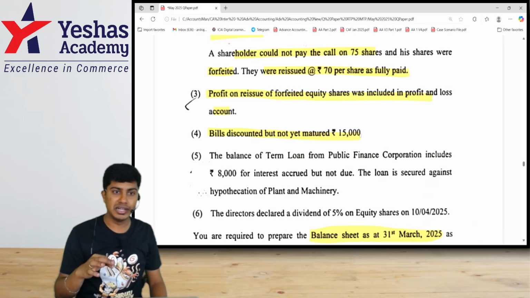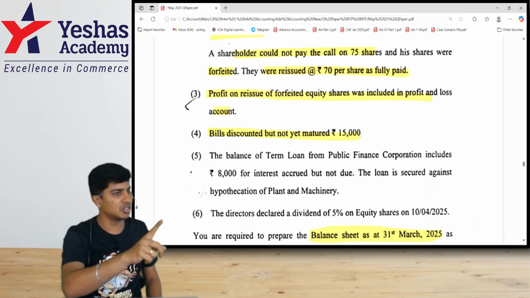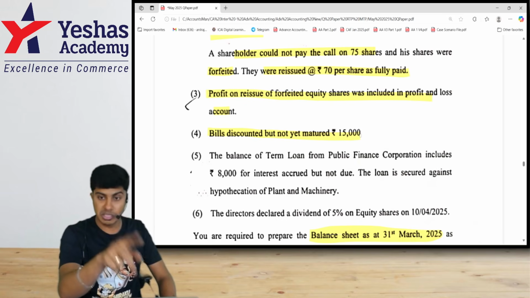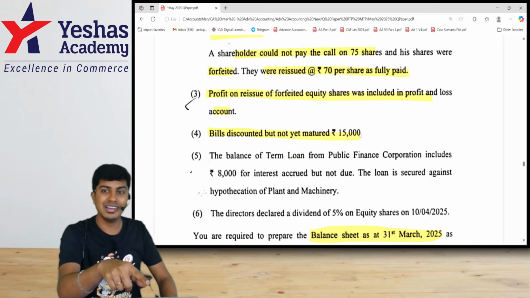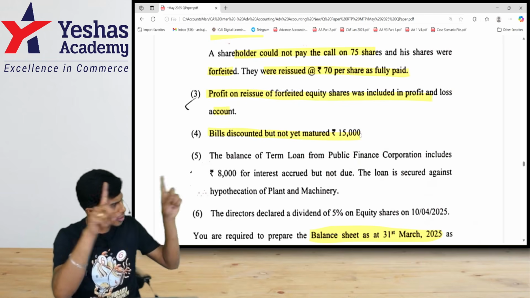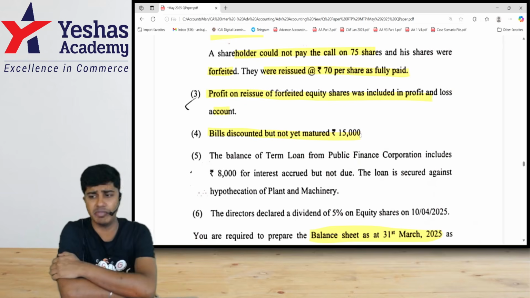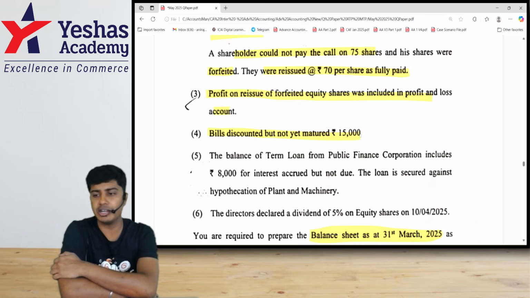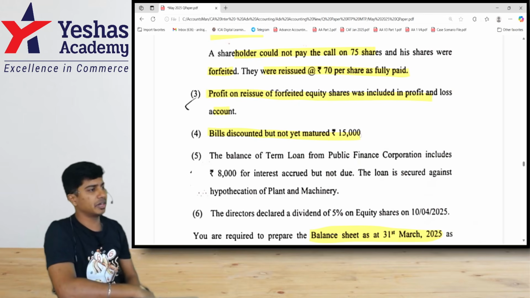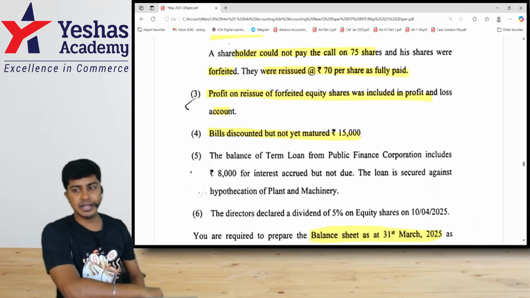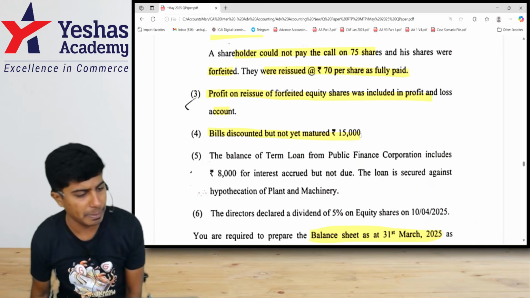So I have a liability which is a possible obligation. It's not a real obligation. It is not a present obligation. Whenever it is a possible obligation, we call it a contingent liability. Below the balance sheet, disclose this point exactly the same way: Bill discounted but not yet matured, 15,000. Same to same, you'd have to write. Easy. So this is a contingent liability to be disclosed at the end of the balance sheet.